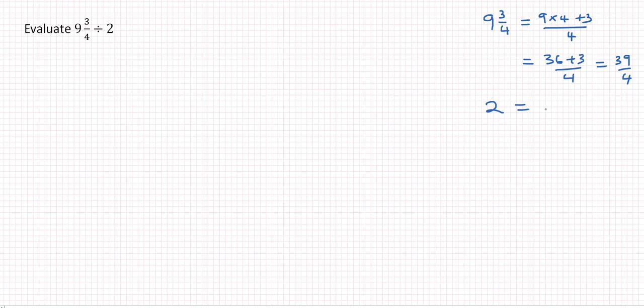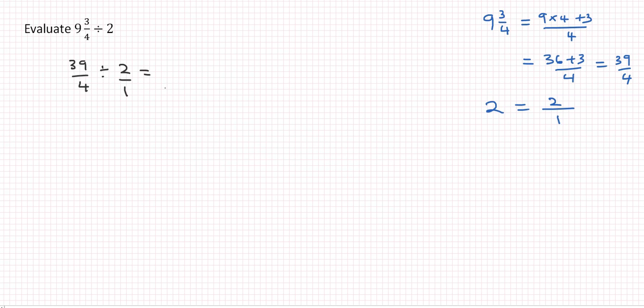Our final example, evaluate 9 and 3 over 4 divided by 2. Our first step here, let's go ahead and convert 9 and 3 over 4 to an improper fraction. 9 and 3 over 4 is going to be 9 multiplied by 4 plus 3 over 4. This is going to give us 36 plus 3 over 4, which is 39 over 4. And then 2 is going to be an improper fraction with 1 as its denominator. Now let's replace these fractions with their improper fraction equivalents. So 9 and 3 over 4 is 39 over 4, then 2 is 2 over 1.